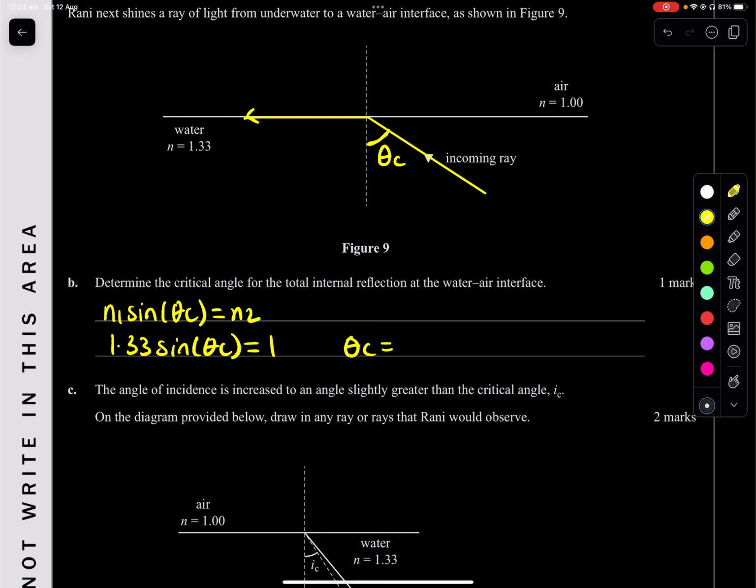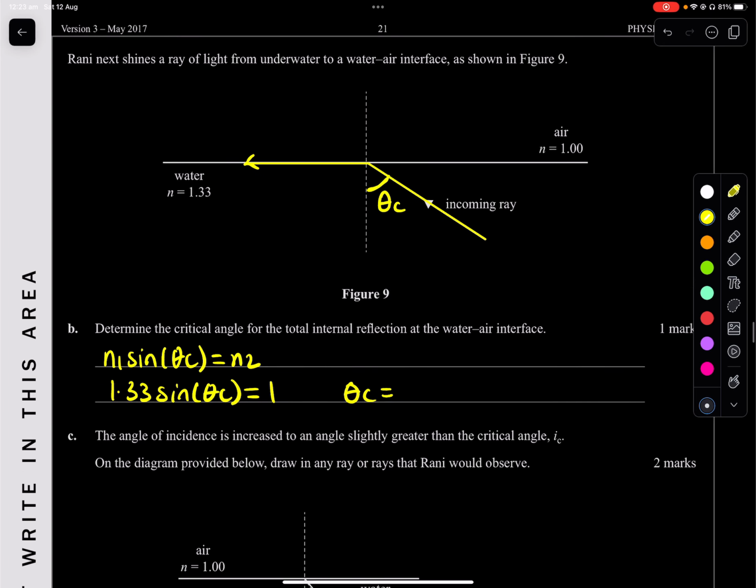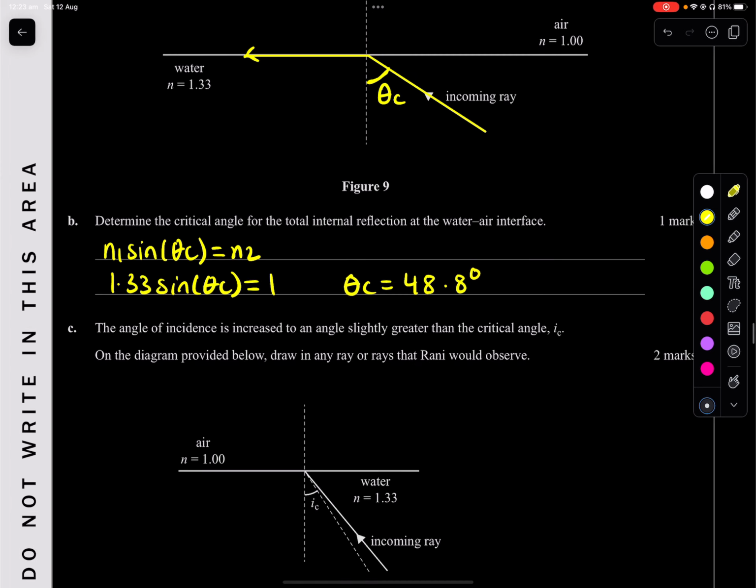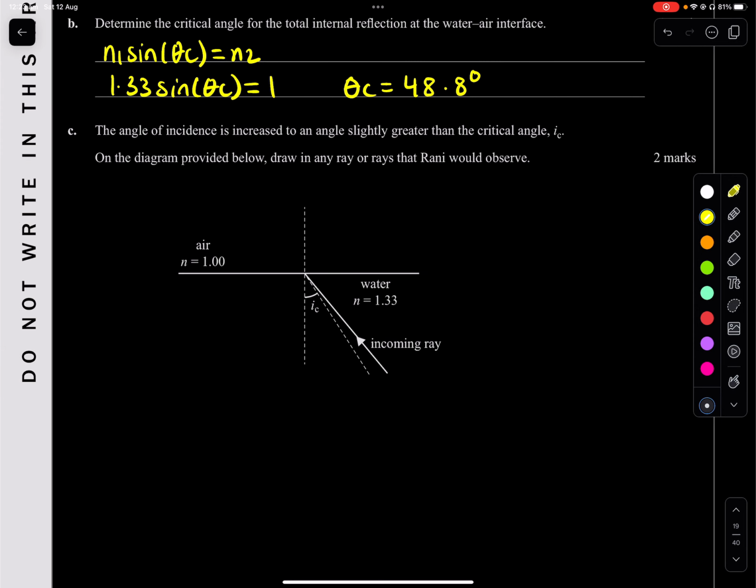The angle is what? So sine inverse of 1 over 1.33. That gives you, let's say to 3 significant figures, 48.8 degrees.